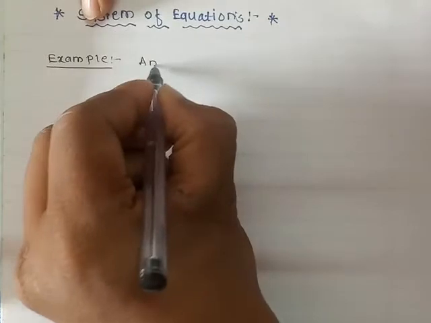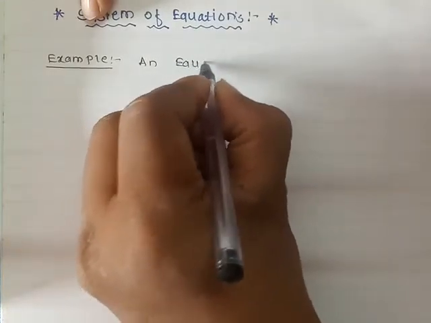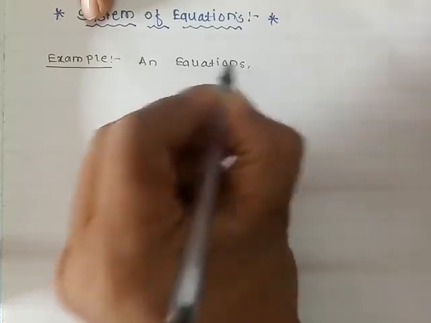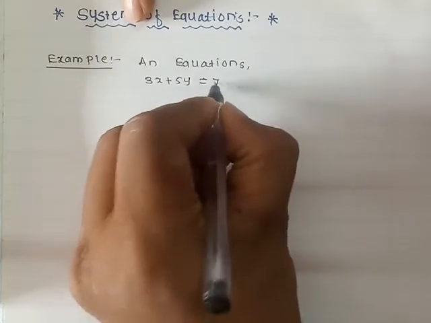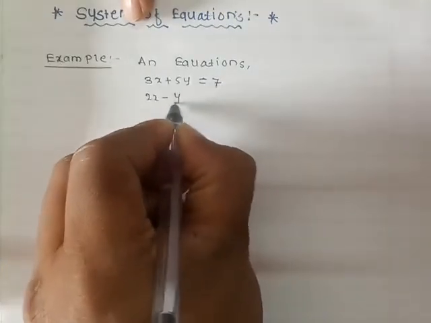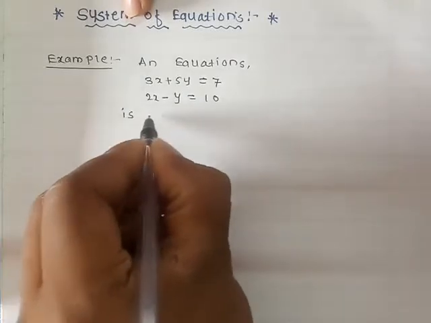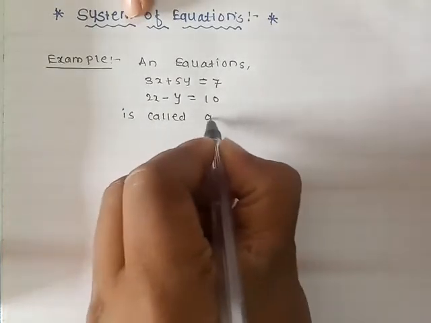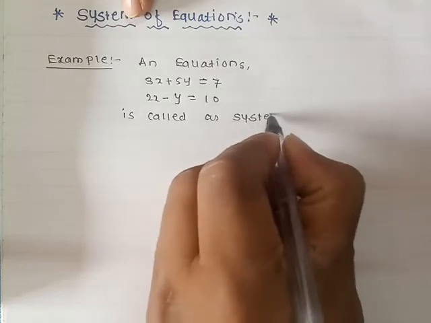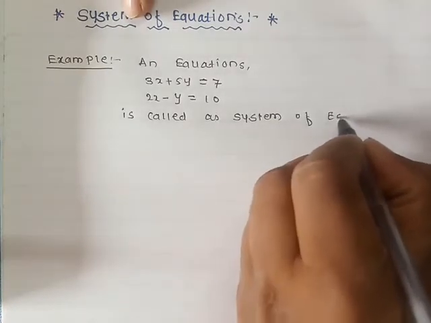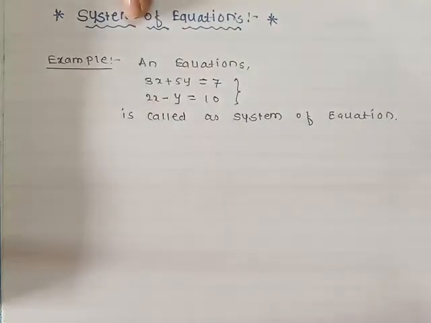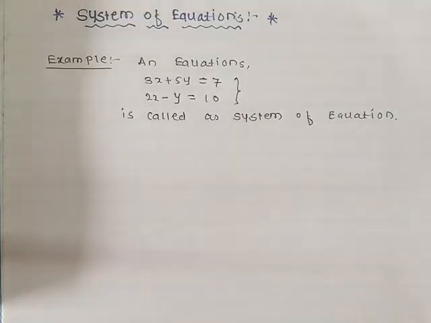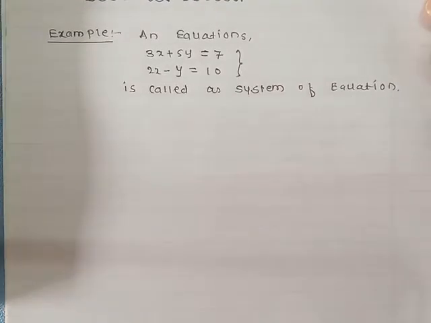An equation 3x plus 5y is equal to 7 and 2x minus y is equal to 10 is called a system of equations. So combinedly this is called as a system of equations.